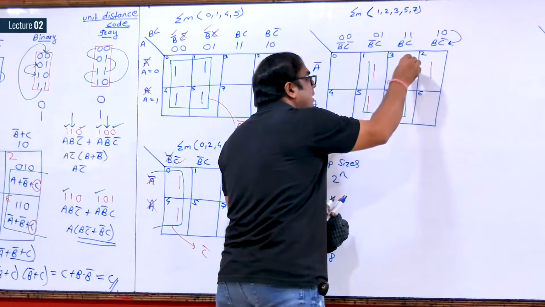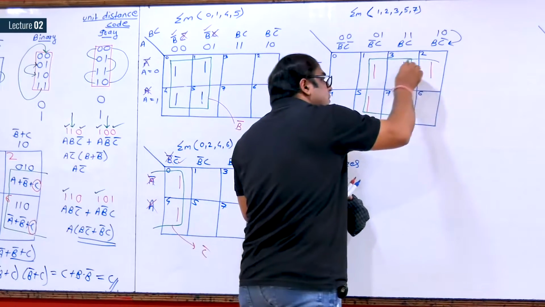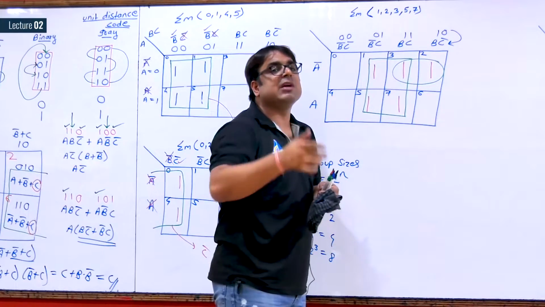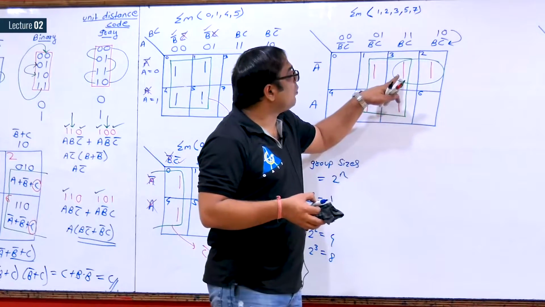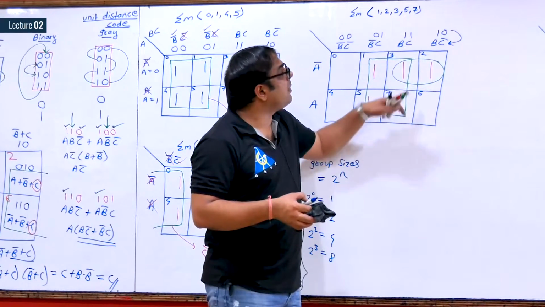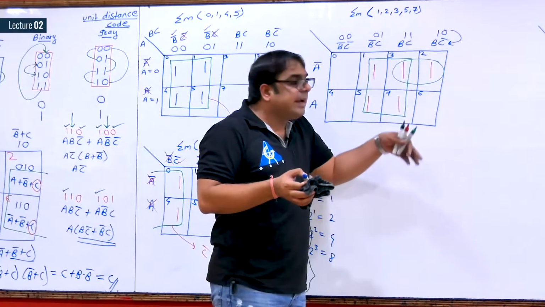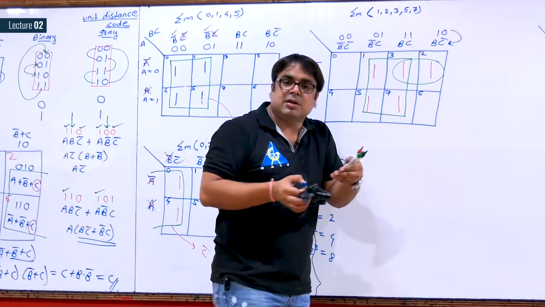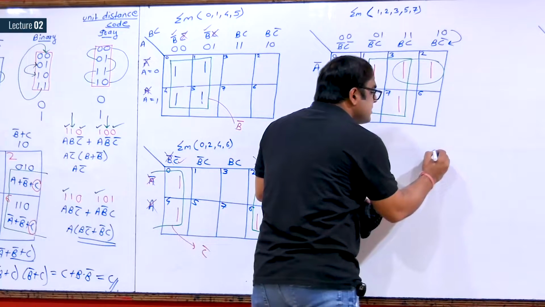Now, there we can form a group of 4 minterms and a group of 2 minterms. Here again we have a new concept. What is the new concept? This minterm I am taking in both the groups. What it actually means when I consider one minterm in 2 groups, please see here.